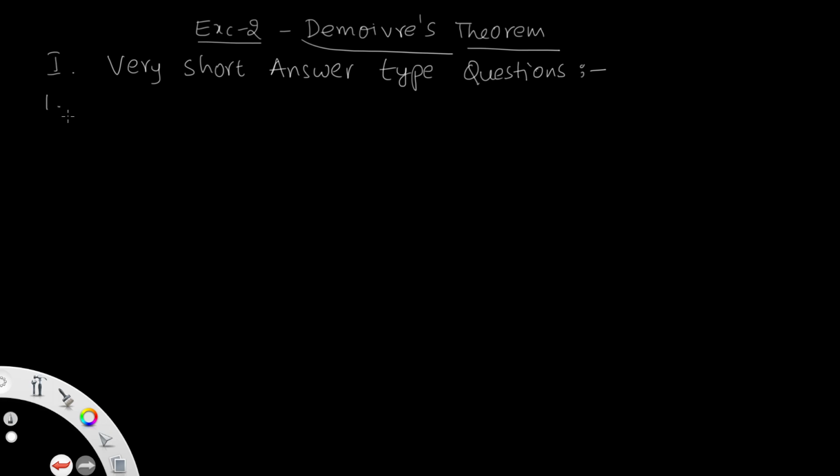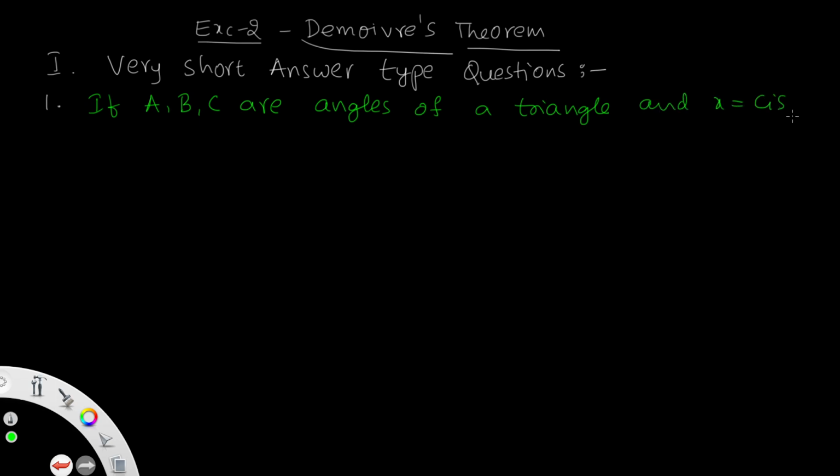First question: if A, B, C are angles of a triangle, and x equal to cis A, y equal to cis B, z equal to cis C, find the value of xyz. It is important for IP questions.